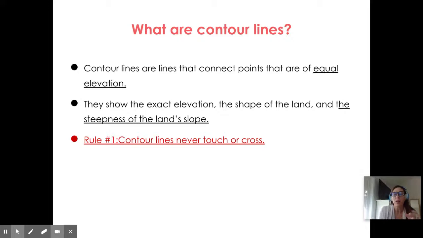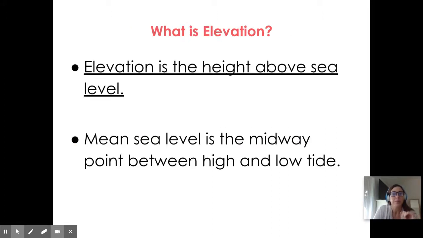So as we go, I'm going to point out some rules to you guys, and these are really important things that you need to remember because they're helpful for learning how to read the map. Rule number 1 is that contour lines never touch or cross. And the reason why that can't happen is because a point has a certain elevation no matter where it is. And if you have two lines that are crossing, that means at that intersection point, there are two different elevations, and that can't happen. So they never cross.